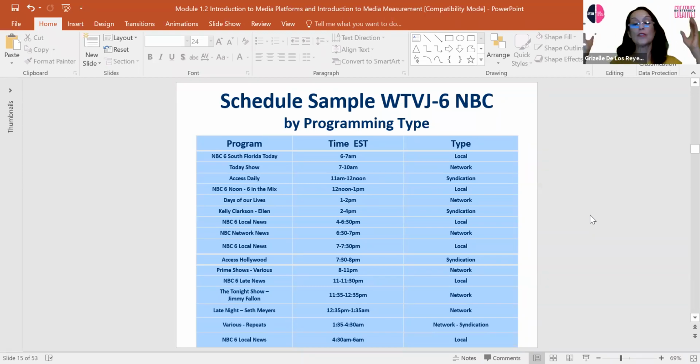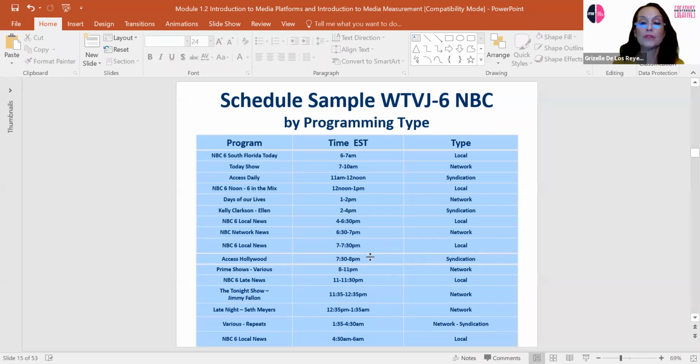Again, this is the station. Another station may do something different. Then 7:30 to 8, they have Access Hollywood, which is another syndication show. Then your prime time, 8 to 11. Then your late news, 11 to 11:30. Then your late talk shows at 11:35 to 1:35, and then you get into the overnight, and you start all over again the next day. So this is an idea of how a station, which is a network affiliate, programs their station. But remember that content is what brings eyeballs.